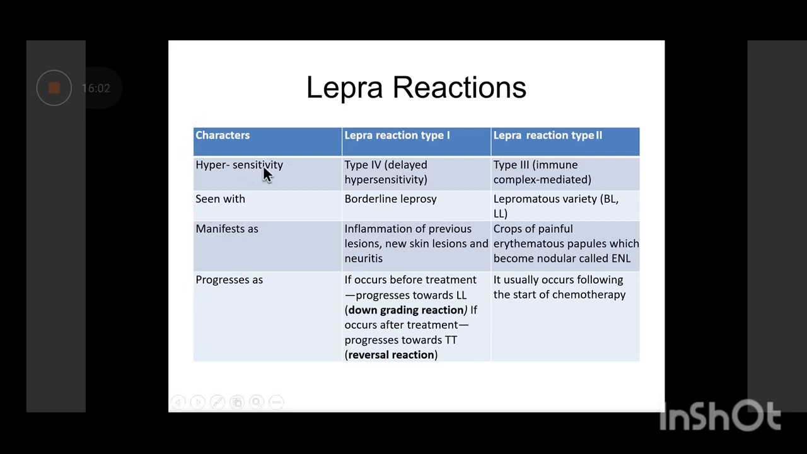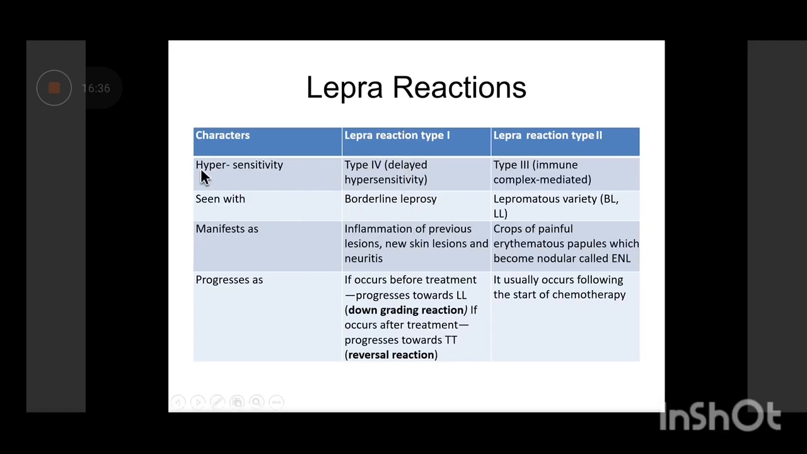Lepra reaction type 1 is a type 4, that is your delayed hypersensitivity reaction, and lepra type 2 is your type 3, that is immune complex mediated reaction. Please recall your immunity chapter, your hypersensitivity chapter. This has been covered over there. So type 4 is also seen in other diseases, some very common diseases, like tuberculosis.